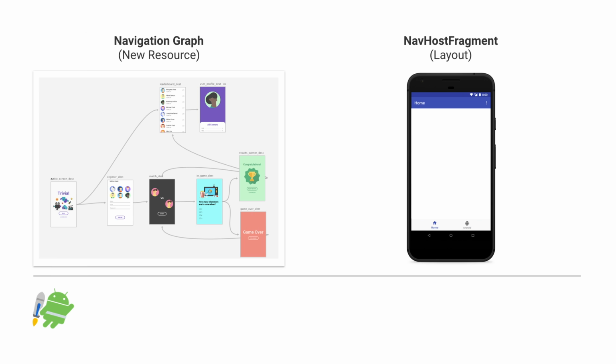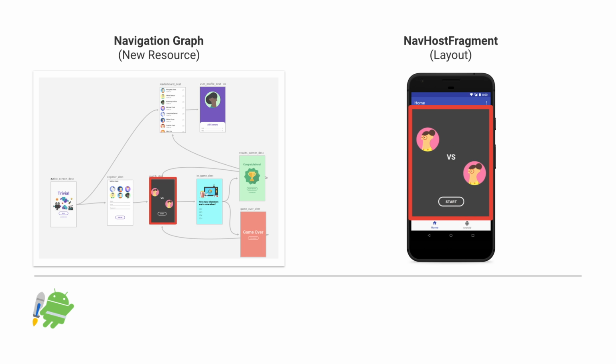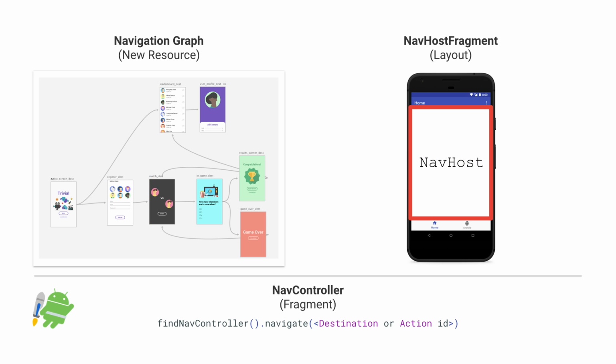Okay, so next we have the nav host fragment. This is a fragment widget that you'll add to your layout, assuming that you're doing fragment navigation. It's basically a window that swaps in and out different fragment destinations that are included in your navigation graph. The final piece of the puzzle is the nav controller. Each nav host fragment has a nav controller that you'll use in your Kotlin or Java code, and this is what actually instructs the navigation to occur.